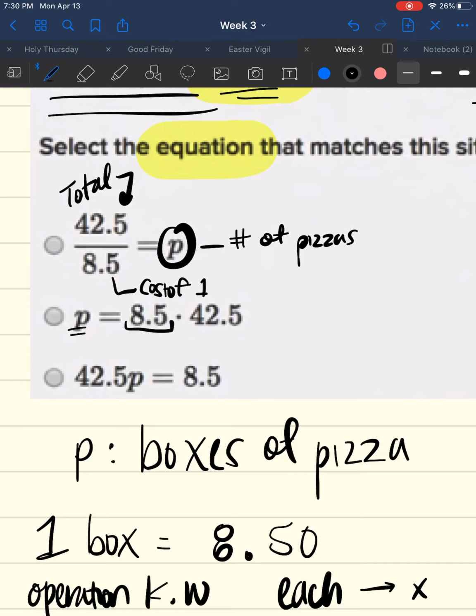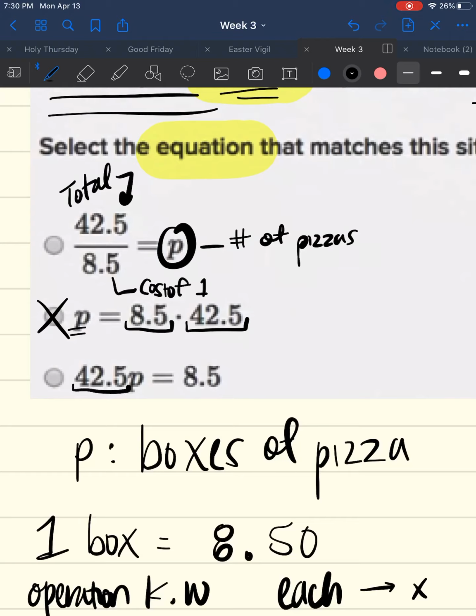So you take 8.5, the cost of one, and you multiply by 42.5, the total. Can you imagine how many pizzas that's going to give you? That doesn't make sense, to take the total and multiply by the cost of one. So incorrect. Then the third one says 42.5 times P.